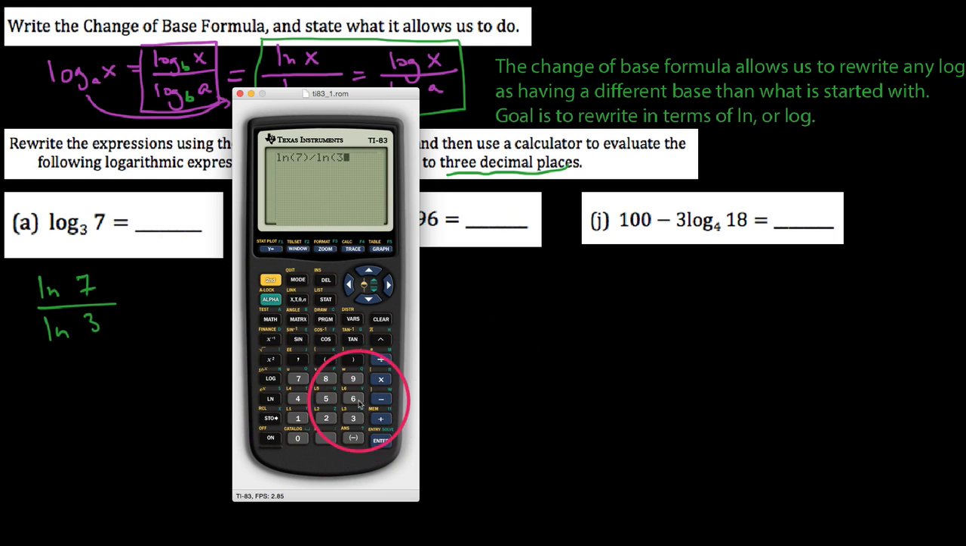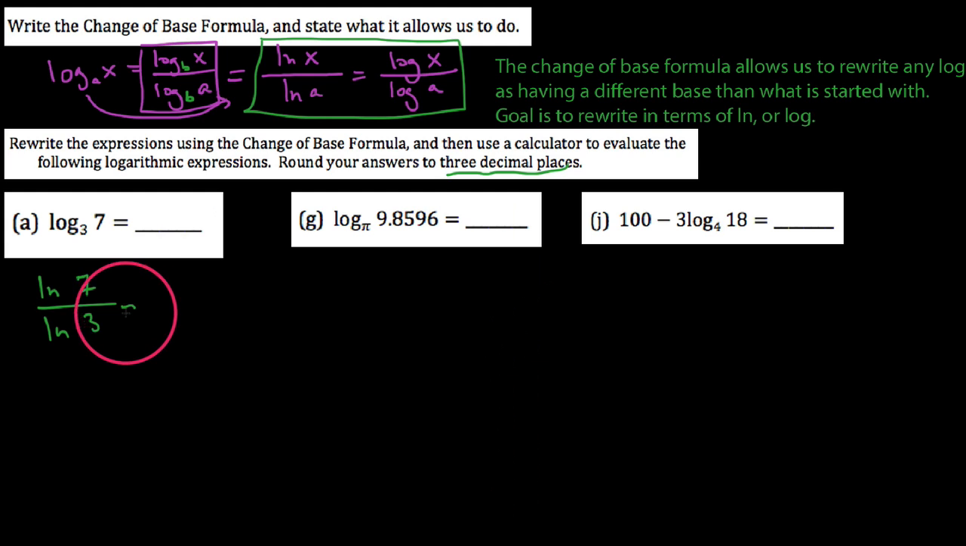So say ln of 3. I get this decimal here, and out to 3 decimal places, this would be about 1.771. So I'm going to say this is approximately 1.771, and I'm going to write that up here as well, 1.771. Now, a couple things that I want to check.